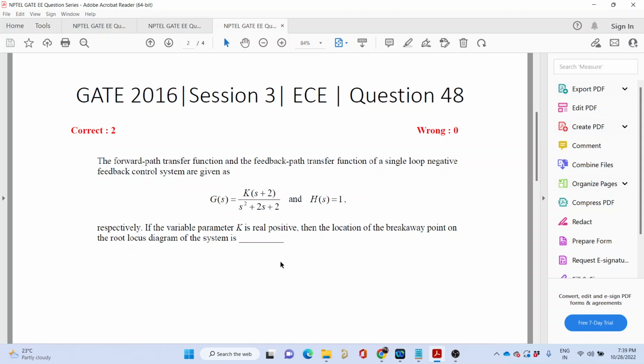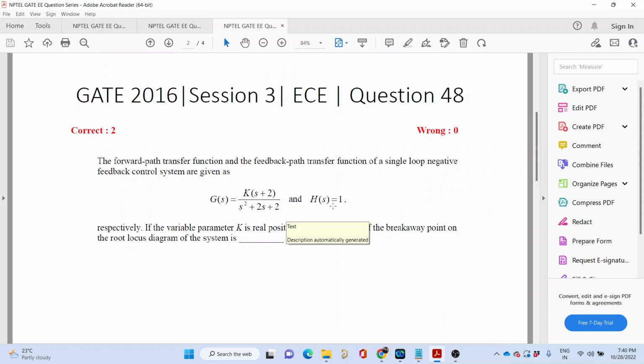Why do you need to find centroids and all? Why do you need that? You do not need all those things, right? You just need to find the location of the breakaway points. Whenever a question of root locus is being asked, try to draw a rough sketch of the root locus. It will give you the picture of how the root locus would look.